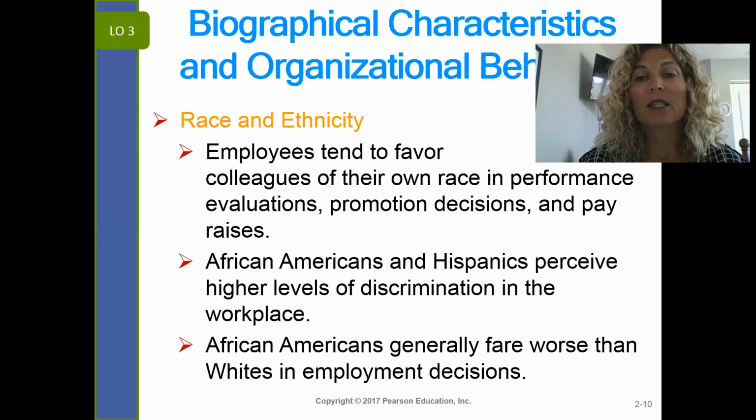African Americans and Hispanics perceive higher levels of discrimination in the workplace. So whether it's intentional or unintentional, it's perceived that they're being discriminated against, that they're being treated differently than their colleagues. And again, this creates a maybe hostile environment, one that I'm not very motivated in. And so as an organization, if I'm really wanting to be diverse, it's going to be hard to retain diversity if people feel like they're being discriminated against, that they're not being supported in this organization.